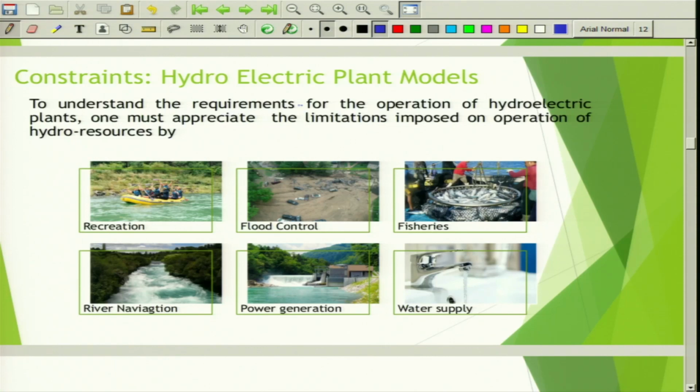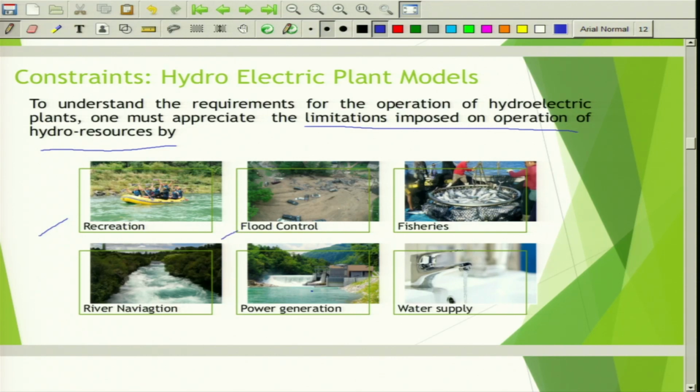To understand the requirement for the operation of hydroelectric plants, one must appreciate the limitations imposed on operation of hydro resources. So these are the typical constraints. One is recreation, which also needs to be considered, like people go to Rishikesh for rafting, right? So it's a very famous spot. So recreation, if you hold all the water with you, then you don't have any water for recreation. And flood control, right?